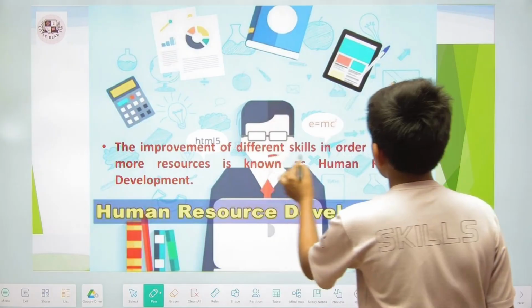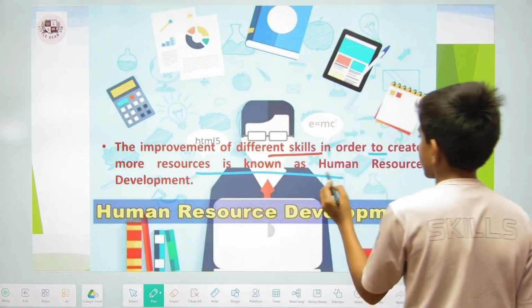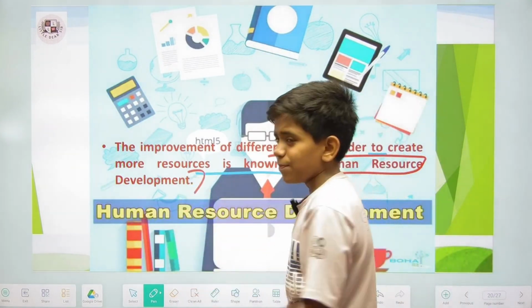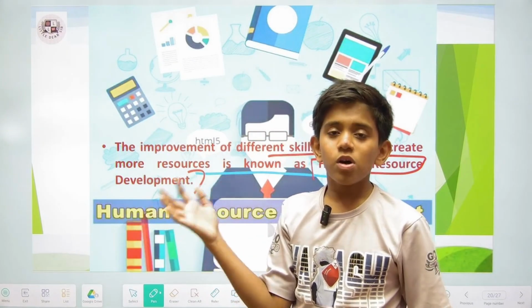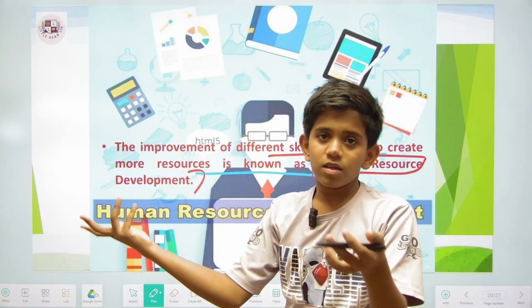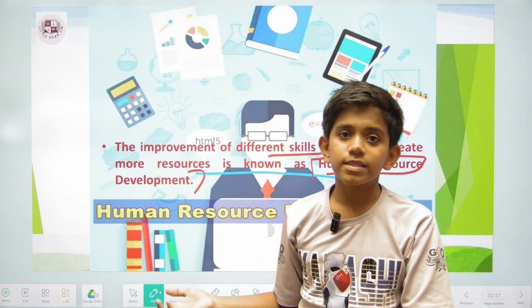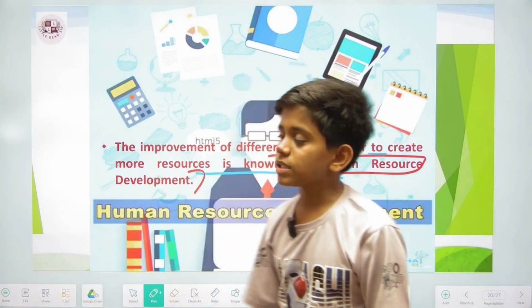The improvement of different skills in order to create more resources is known as human resource development. Simple, even if you don't know about this, human resource development, by the word itself you can understand. The development of human resource is known as human resource development.